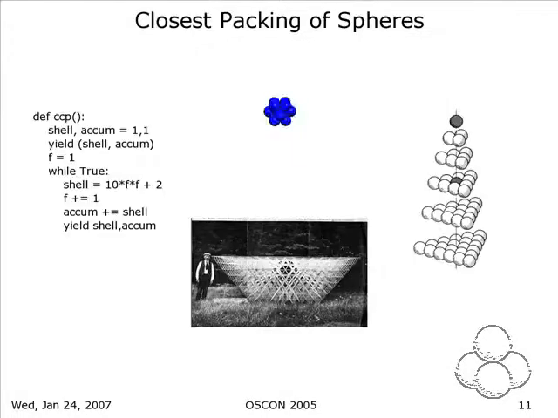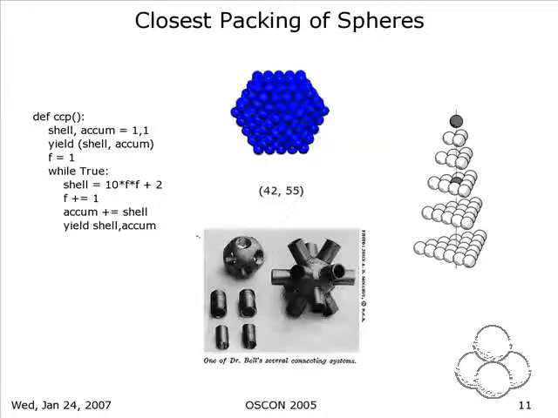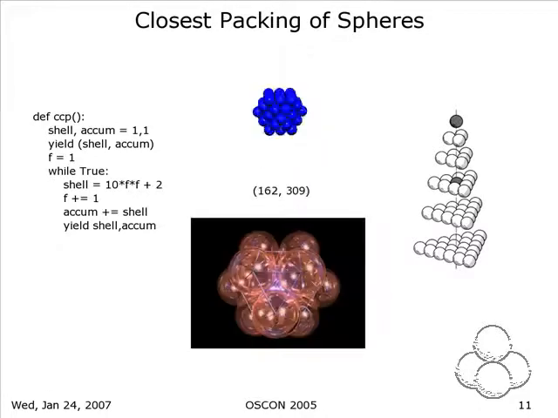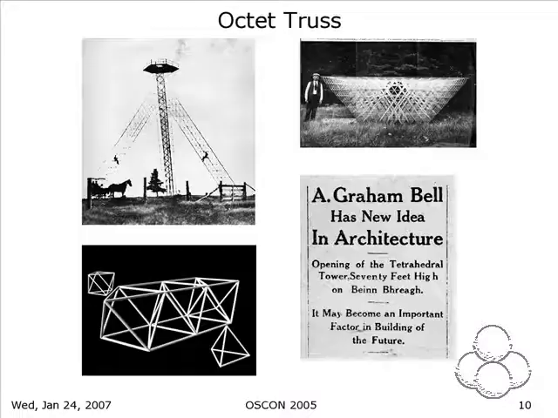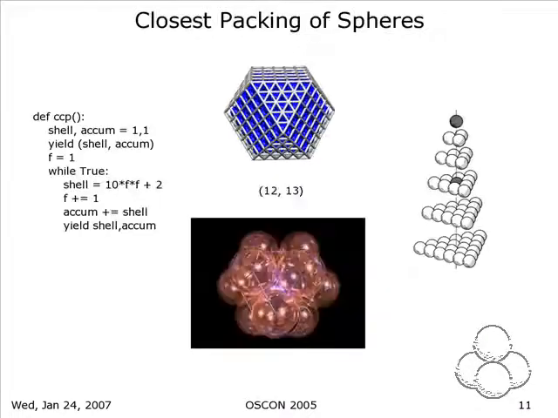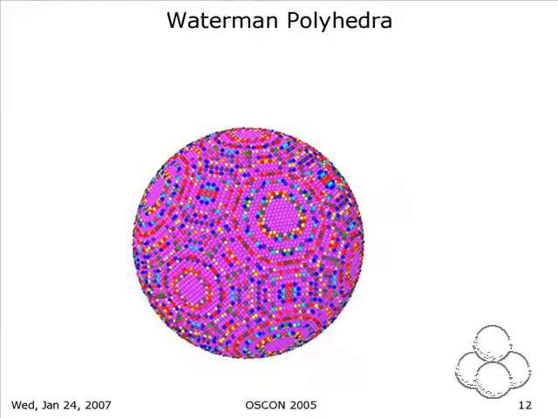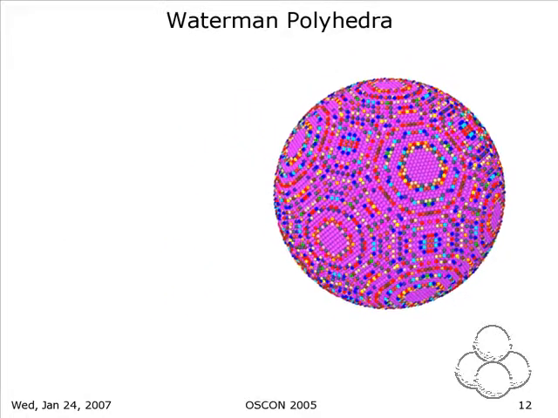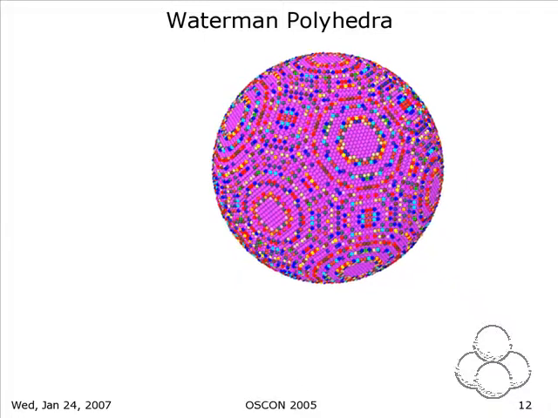And now we get to the Octet Truss. This is used in architecture. You'll see it everywhere, and it has come up a number of times. But Alexander Graham Bell came up with it pretty early in the last century. And from that, we can develop some interesting shapes. So these are pretty contemporary.